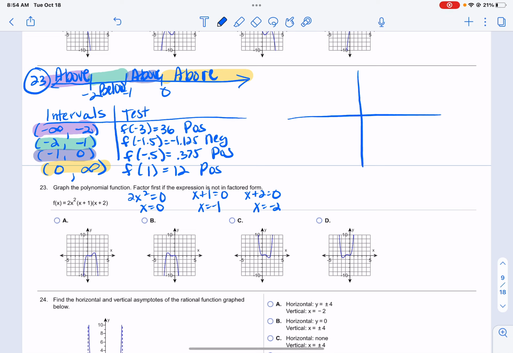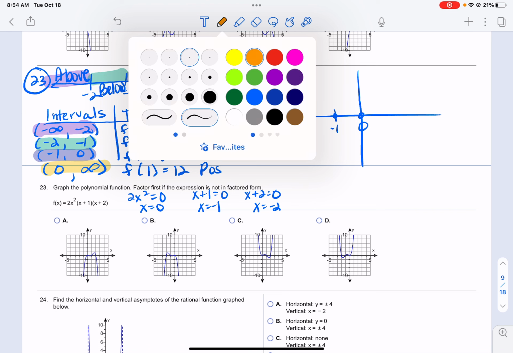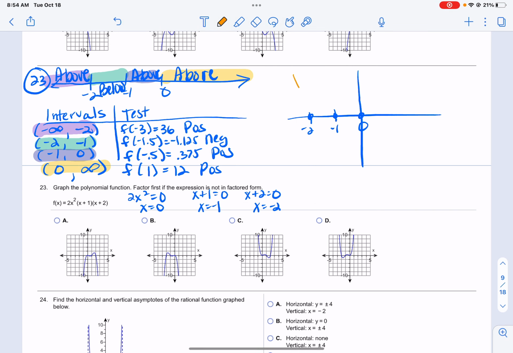So I know my graph is going to touch the x-axis at -2, at -1, as well as 0. Before it gets to -2, my graph is above the line, and then it's going to be below the x-axis between -2 and -1. Then it's going to be above, and then it's still going to be above. So that is my sketch of the graph.